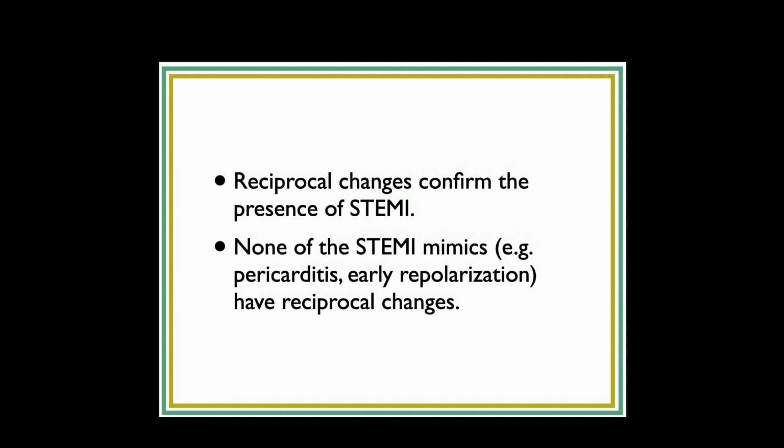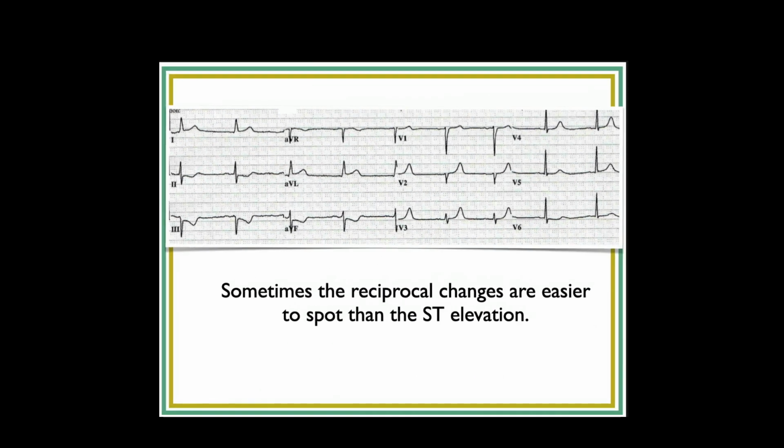At this point in your learning, you might think, why do I have to confirm it if there's ST elevation in 2 or more contiguous leads? Isn't that good enough? Again, the answer is that there are things that mimic STEMI. So reciprocal changes really are great. But the other reason they're really great is that sometimes the reciprocal changes are easy. They come first. They're easier to spot than the ST elevation.